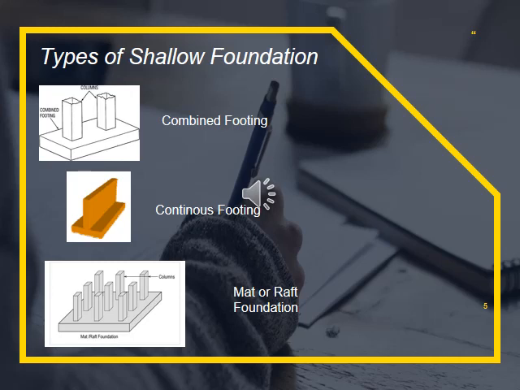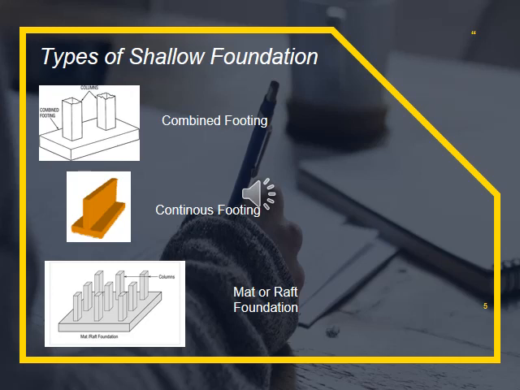Continuous footing is commonly used as a foundation of load-bearing walls. The footing usually has twice the width of the load-bearing wall. Sometimes it is even wider. The width as well as the type of reinforcement depends on the bearing capacity of the foundation soil.